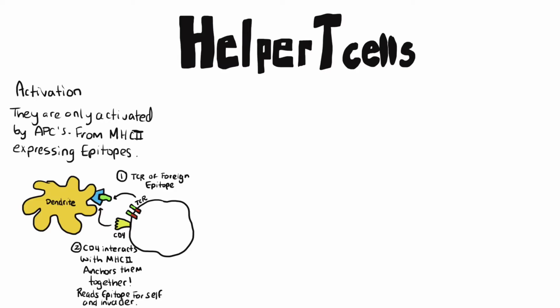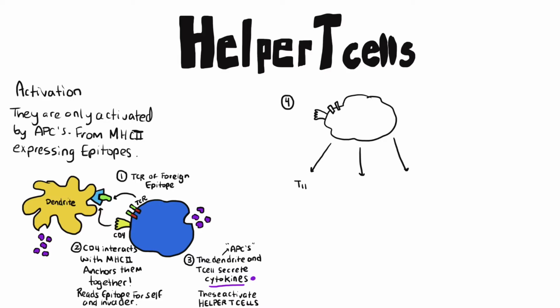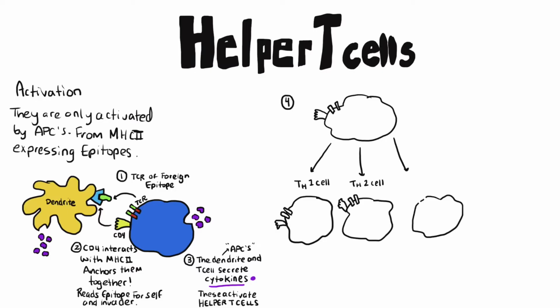Once that anchoring has taken place, it will read both the epitope and the self-epitope of the dendrite to make sure that they release the proper cytokines. So now the APC, or dendrites, will, along with the T cells, secrete cytokines. These help to then activate helper T cells to go through mitosis and produce 4 different types of T cell helpers. The first is the Th1, then you have Th2, memory T cells, and Th17 cells.